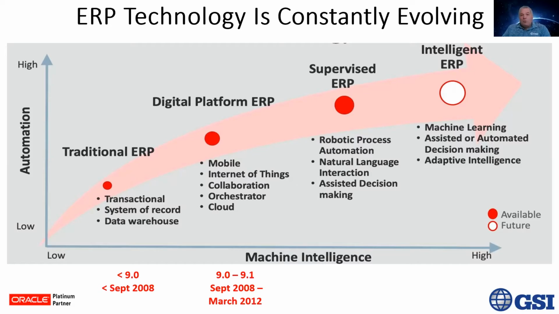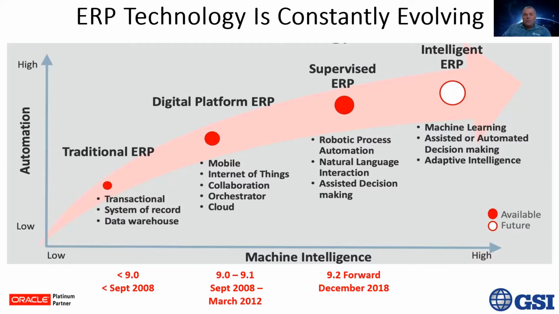Internet of Things capability, collaboration between customers and vendors and things of that nature. They also developed Orchestrator, a rudimentary type of integration tool, and introduced the cloud. But as you can see, 9.2, when it came out in December of 2018, moved us into what we refer to as a supervised ERP system.